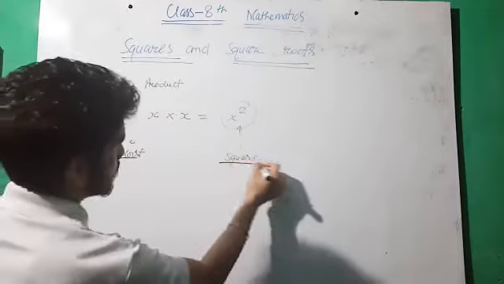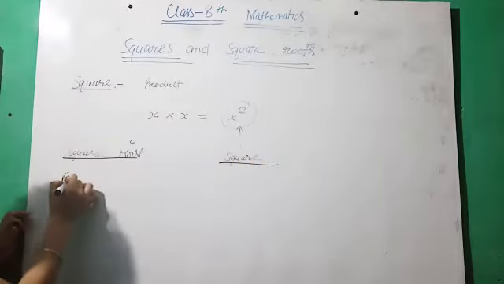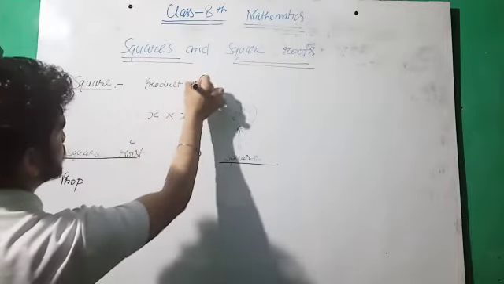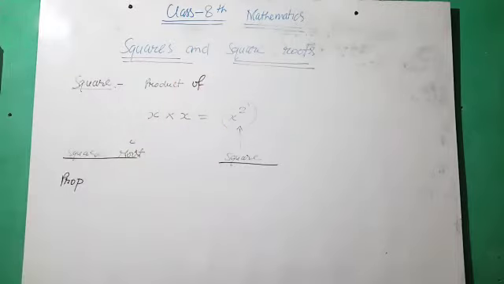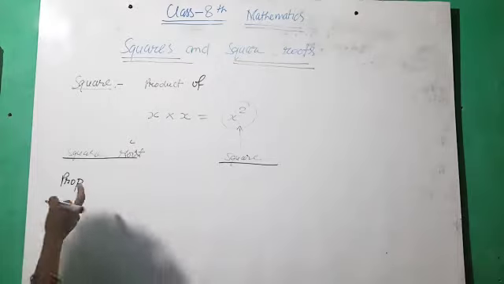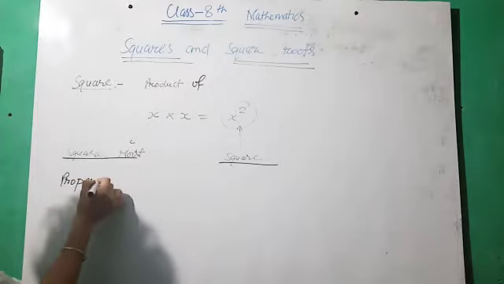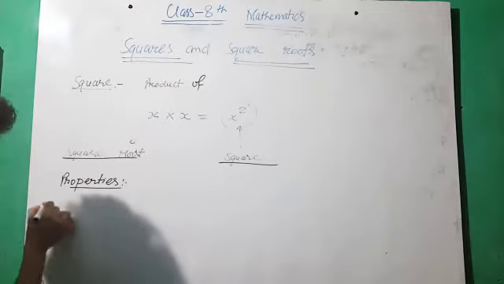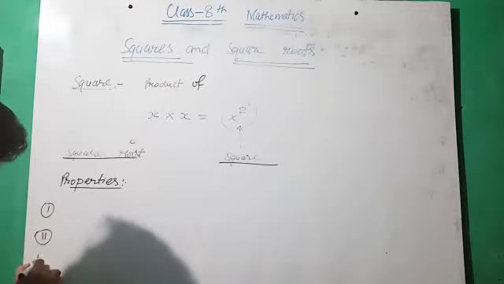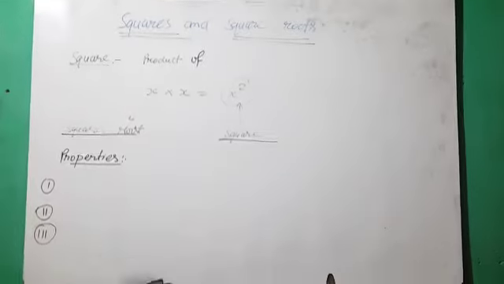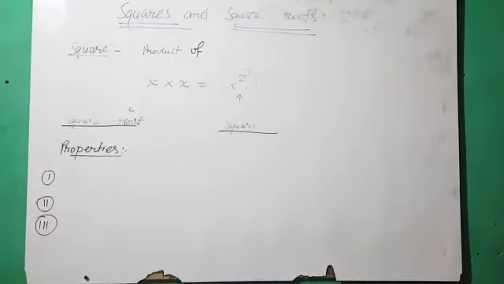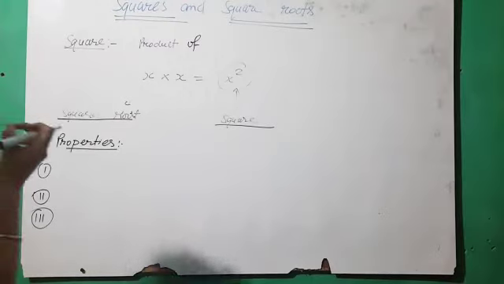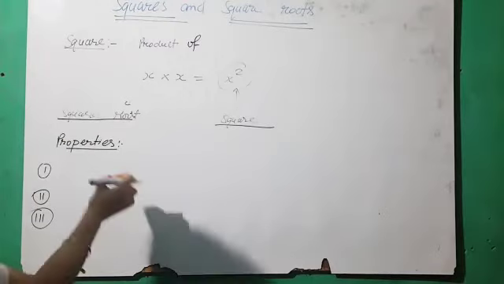Squares and square roots. Now the properties. You have to write down all these things here. Product of a number multiplied by itself. Properties are very important. Basically there are 3 properties as per your books. Okay, the first one: you have to write down the properties of squares from your books, I can explain here.